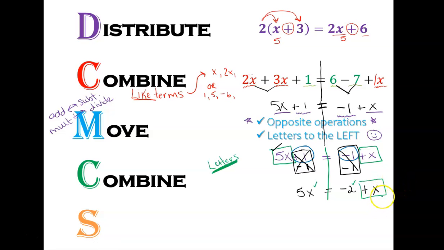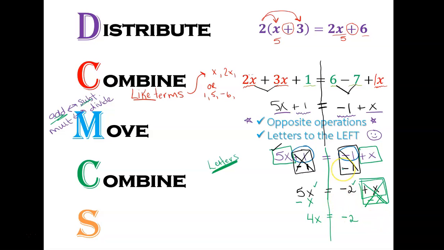So again, in order to move it, we're going to go opposite operation. That x is being added. We're going to subtract it. So I'm going to do a -x on this side so that it will go away. But I can't just do it on one side. I have to balance that and do it on the other side as well. So now that I've done my move, I'm going to do my combine. So I have 5x minus an x leaves me with 4x. And then over here, these x's are gone. I'm left with a -2.